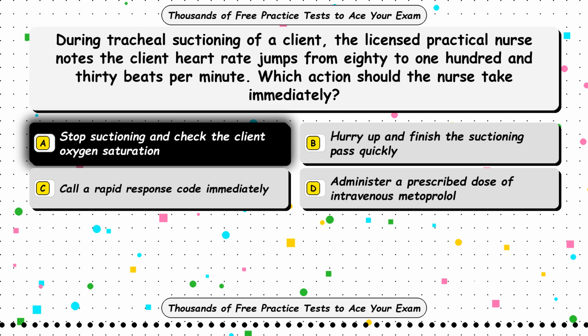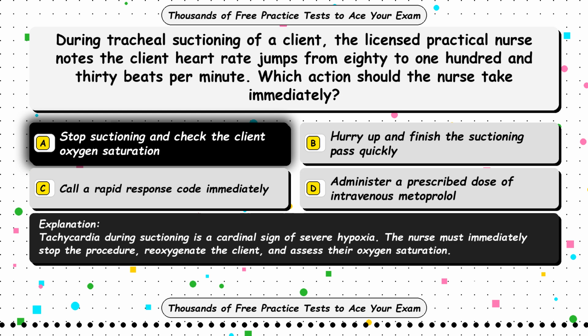The correct answer is option A. Stop suctioning and check the client oxygen saturation. Tachycardia during suctioning is a cardinal sign of severe hypoxia. The nurse must immediately stop the procedure, reoxygenate the client, and assess their oxygen saturation.